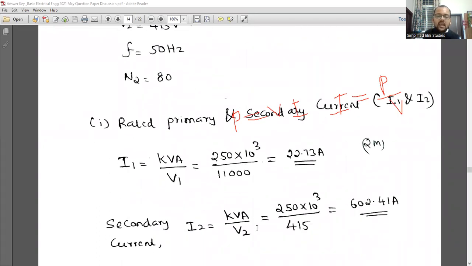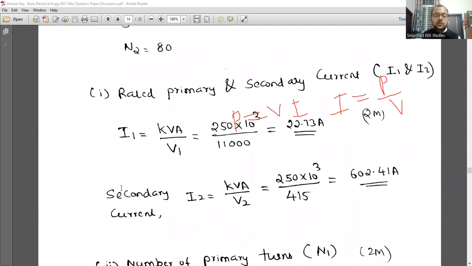Likewise, the secondary current is kVA divided by V2. You have to take the same power, because in a transformer the power does not change. Power remains the same, frequency remains the same. What exactly is changing? Only the current and voltage. That point also you have to remember, otherwise people may get confused. I2 is calculated as kVA by V2.